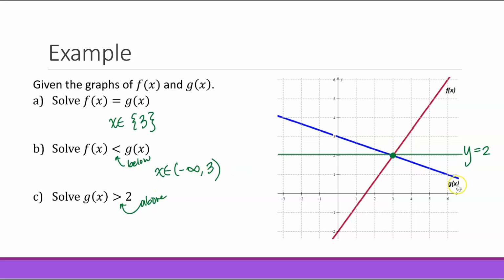So g of x is the blue function. So where is blue above my green function? So that's going to happen over here. Green is above blue, the left side of the graph again. So it's actually the same interval as the last answer, from -infinity to 3, not including 3. So x values are between negative infinity to 3, not including 3.